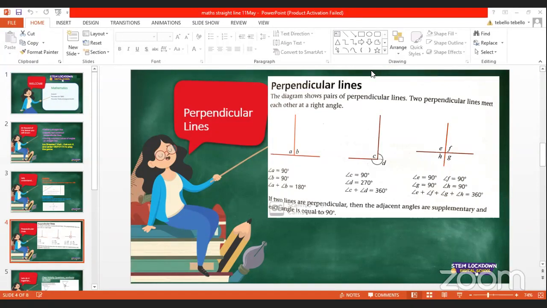On our second example, how many right angles do we have? Can you please tell me in the comments? This is the one that looks like an L. How many right angles do we have on our second example? Please tell me in the comments.